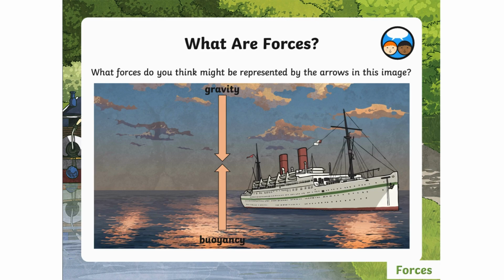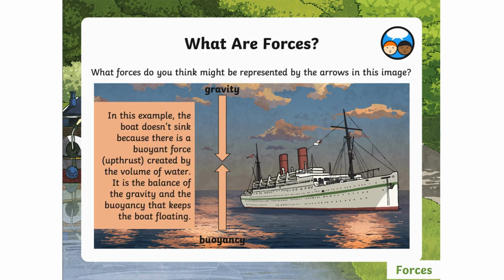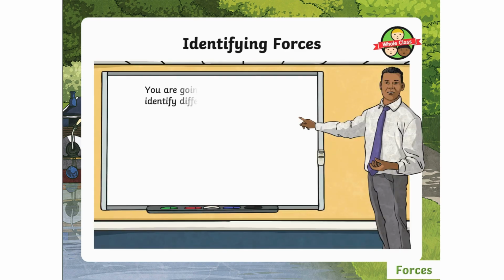So in many real-life situations, you can correlate these forces. In this example, the boat doesn't sink because there's a buoyant force, which is an upthrust, created by the volume of water. It is the balance of gravity and buoyancy that keeps the boat floating. Absolutely, like I already explained before the write-up came. So let's go ahead.